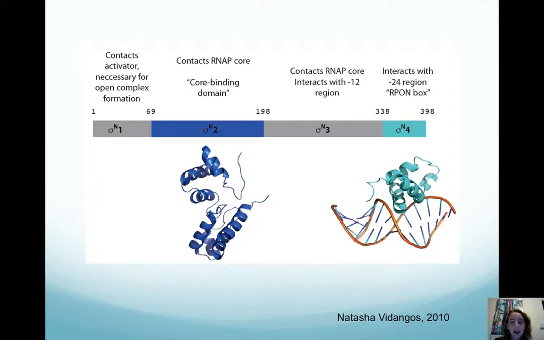So somehow sigma 54 has to initiate transcription down at this right end after the binding and ATP hydrolysis of the activator on this left end. And that's what we're interested in, what happens there.